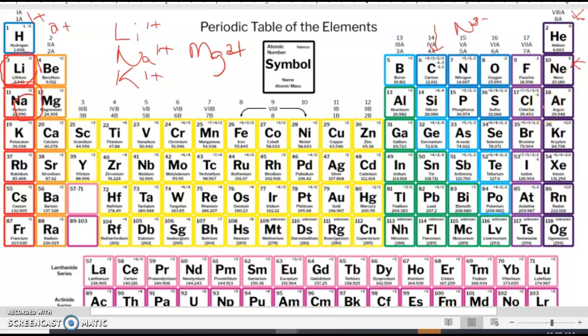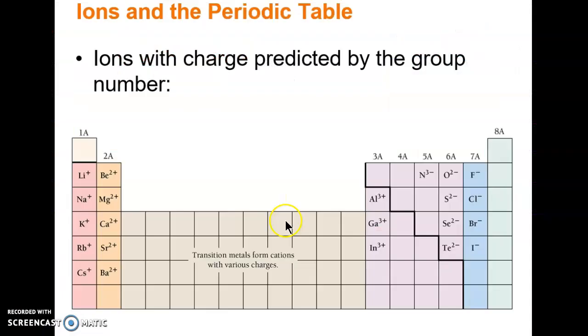So I'm going to show you the periodic table that's in the slideshow next, because you'll see that some elements are able to be more than 1 ion, and those unfortunately you have to remember. So that's many of the transition elements here. They're just not as predictable. Here's a periodic table with just some common ions with their predicted charges.